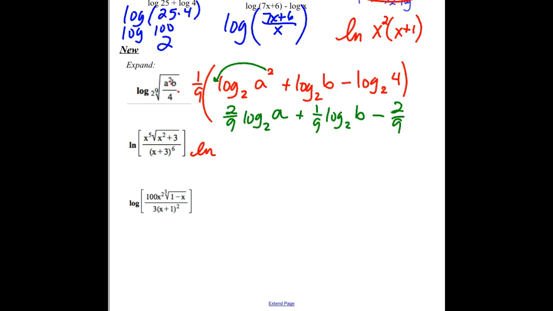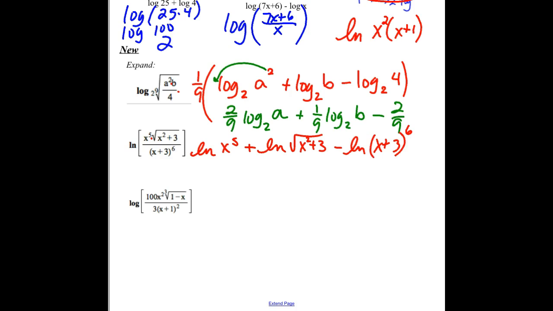When we pull this apart, we have multiplication here. So where that red dot is, we're going to change that to a plus sign when we expand. So we have the natural log of x to the 5th plus the natural log of the square root of all of this, square root of x squared plus 3. And then because it's division, we're going to subtract, minus natural log of x plus 3 to the 6th.